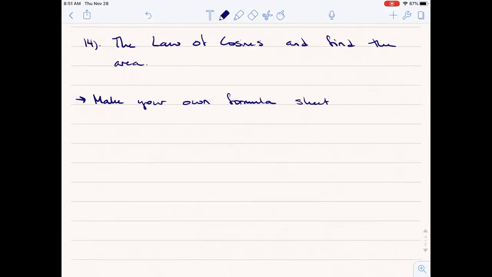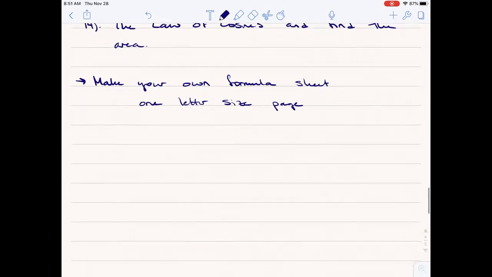Is it 8.5 by 11? One letter size page, two-sided. And like I said earlier, you're definitely allowed to print it, like type it up on a computer, bring your font way down, because I know I have a hard time writing small. If you find that that's easier, then that's great.